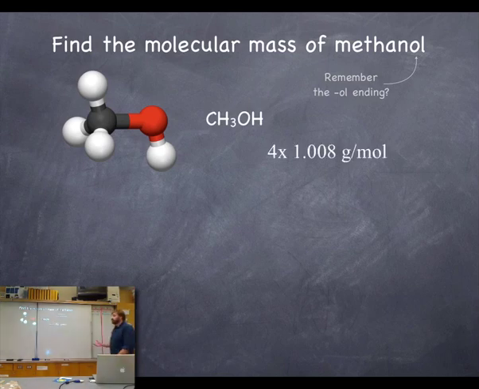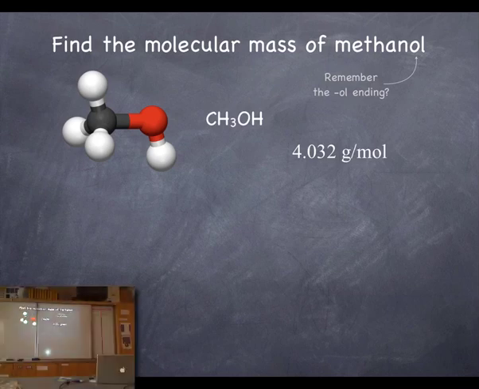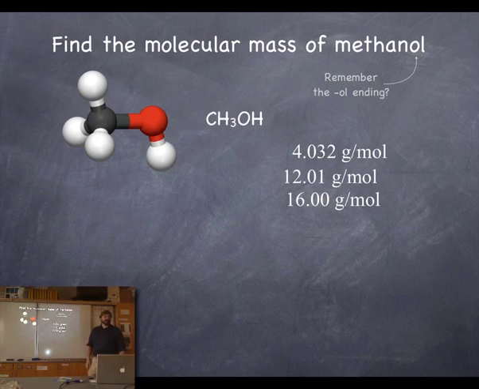All right, we're at the very beginning of the unit. These are the baby steps. We have 4 hydrogens, so 4 times 1.008 gives me a total of 4.032 grams per mole for the hydrogens. I've got 1 carbon, 12.01, and I've got 1 oxygen, 16.00.